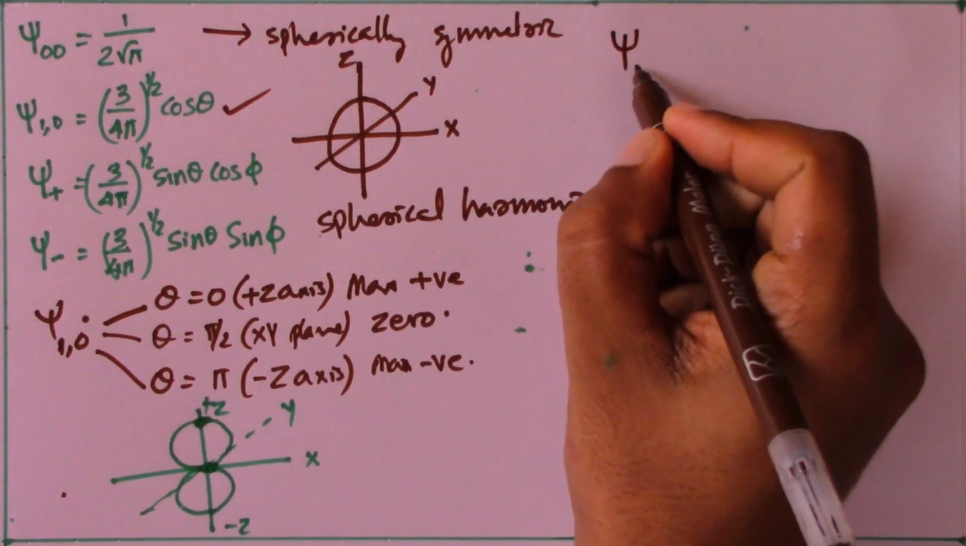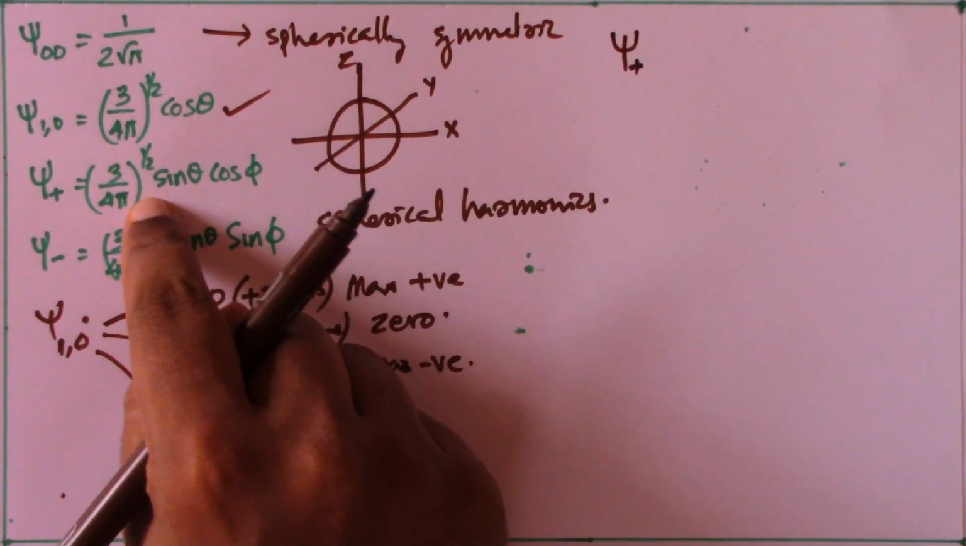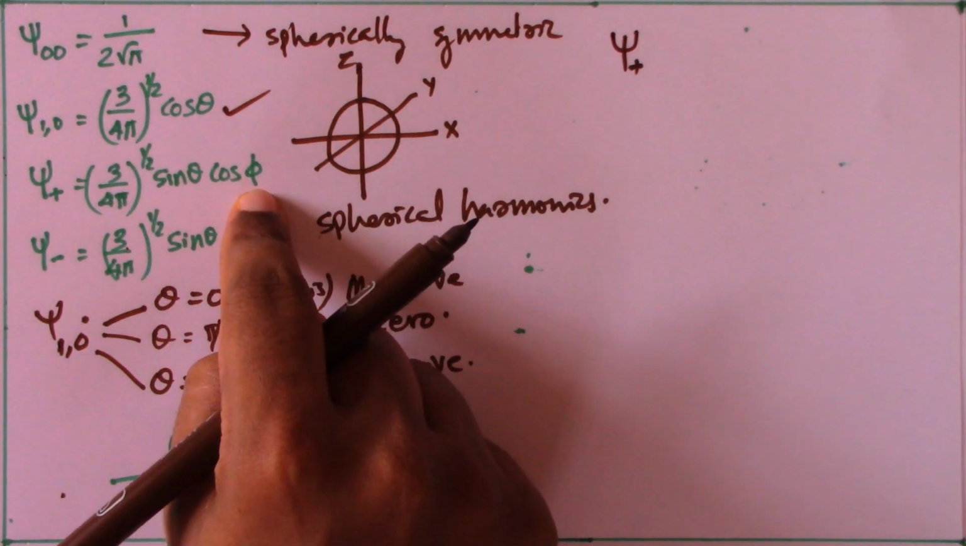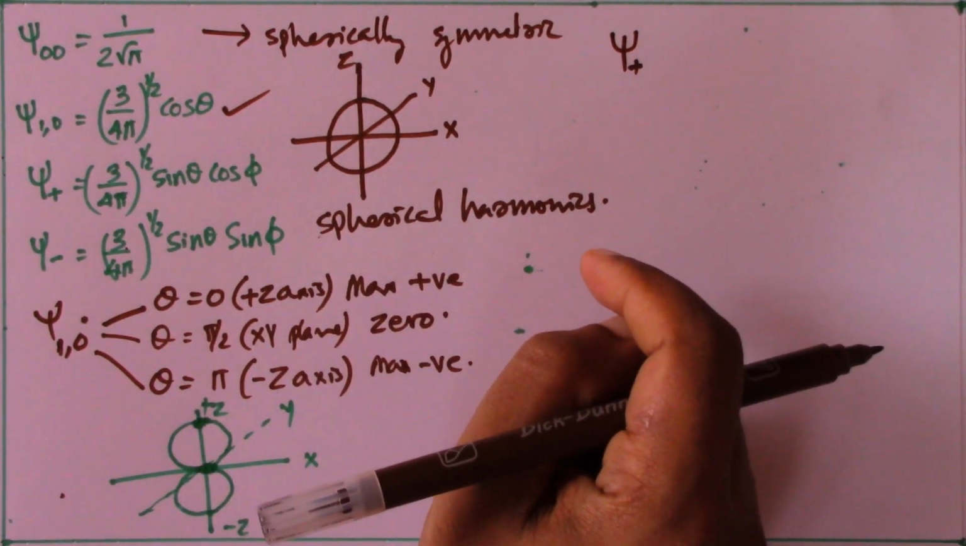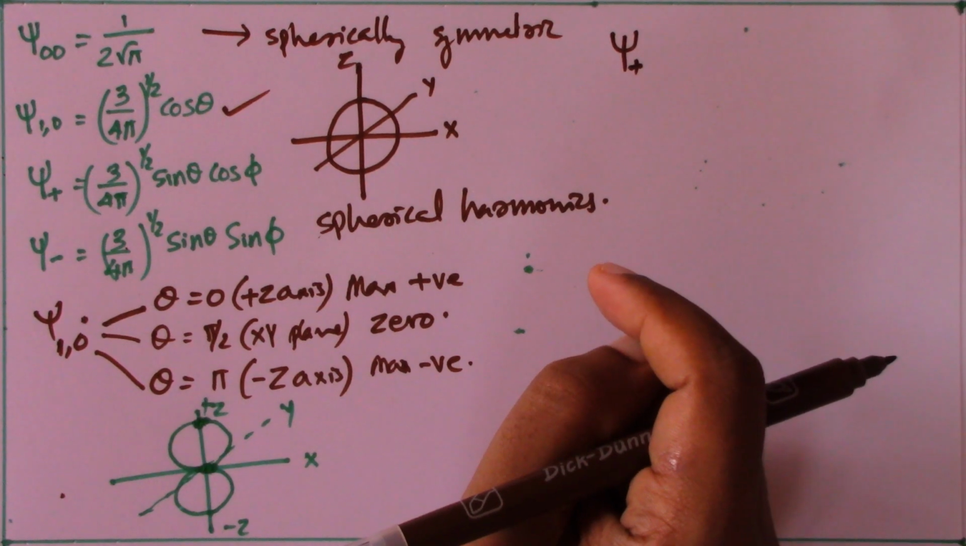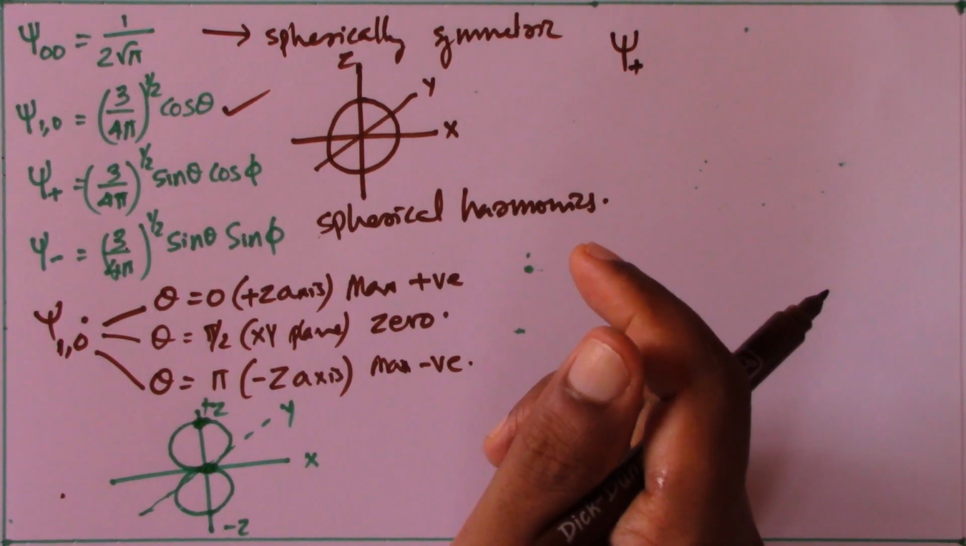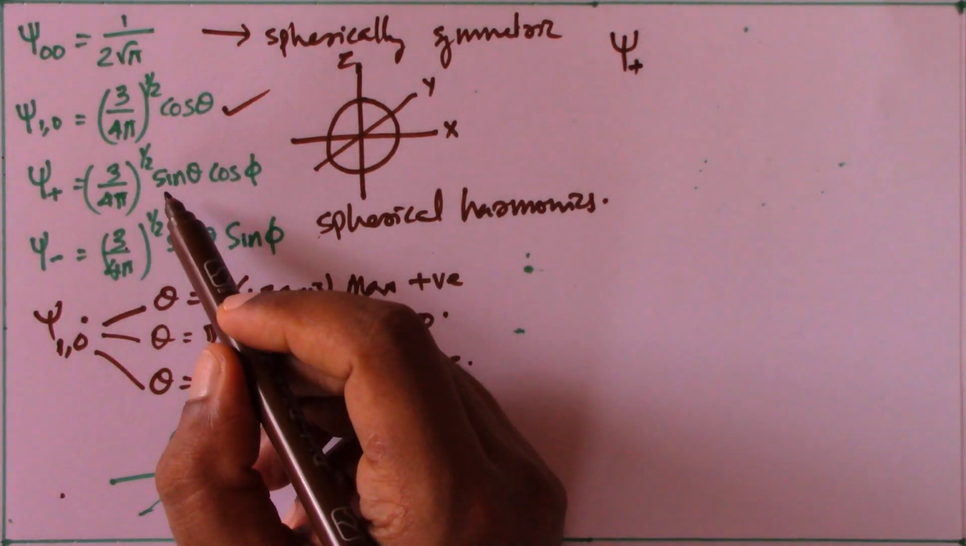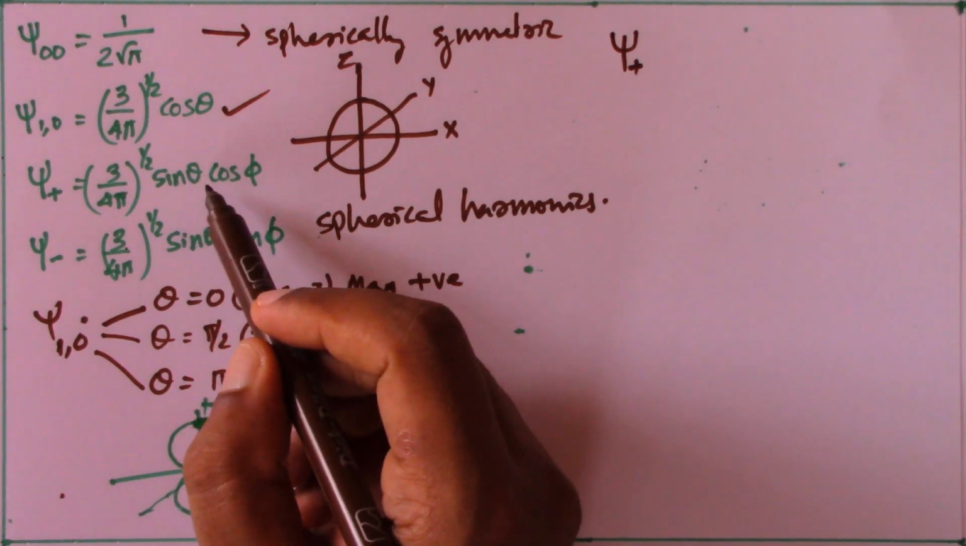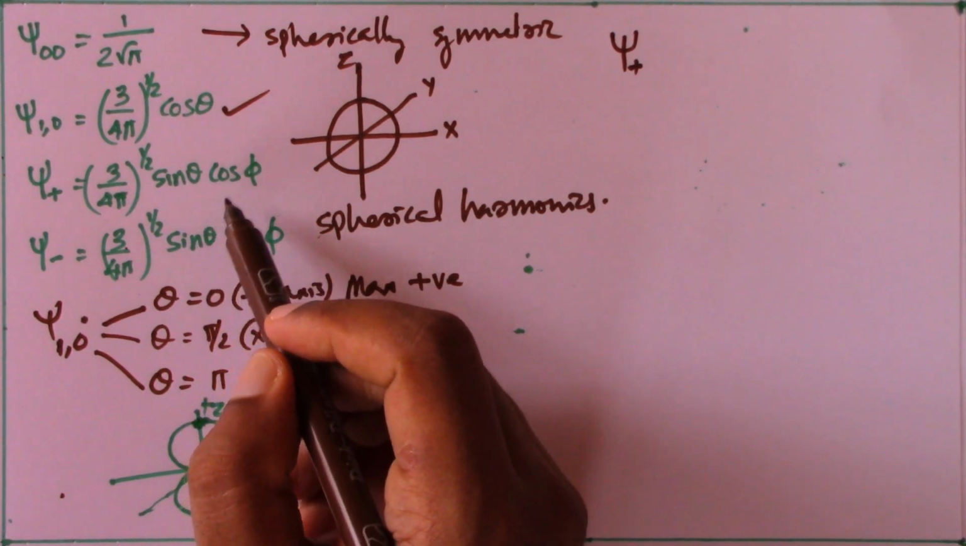Psi plus is nothing but (3/4π)^(1/2) sin theta cos phi. So we will see what will happen over the entire range of theta and phi.